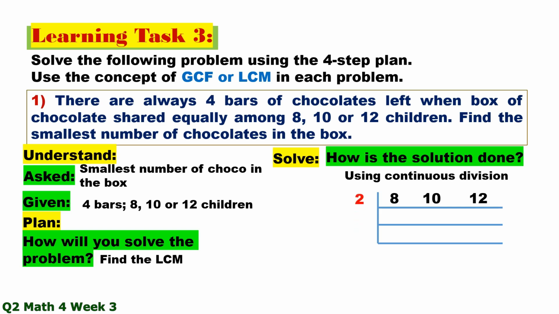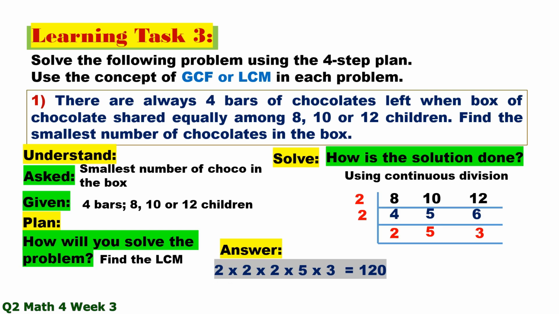8, 10, and 12 are divisible by 2. 8 divided by 2, 4. 10 divided by 2, 5. 12 divided by 2, 6. 4 and 6 are divisible by 2. 4 divided by 2, 2. Bring down 5. 6 divided by 2, 3.